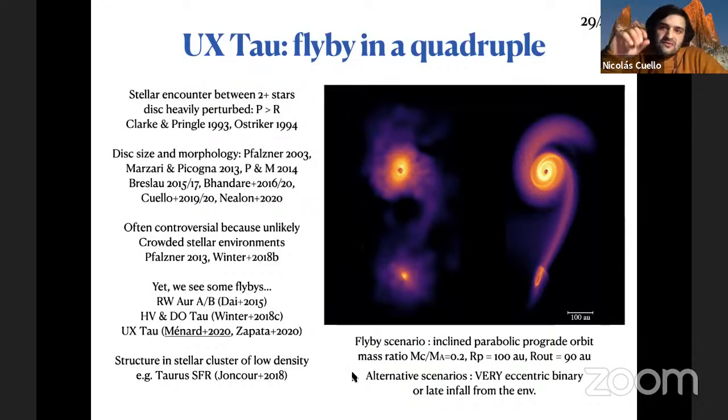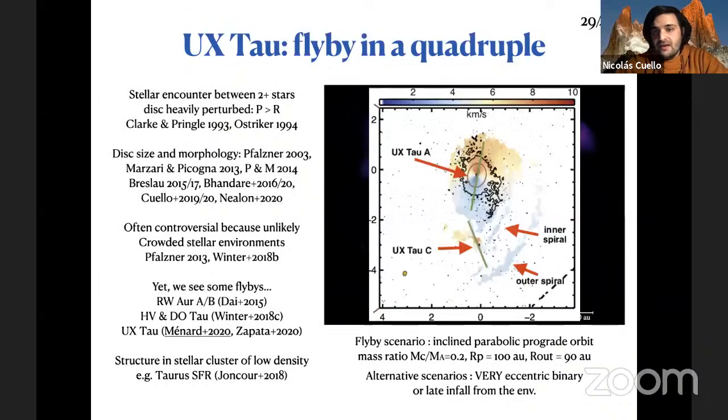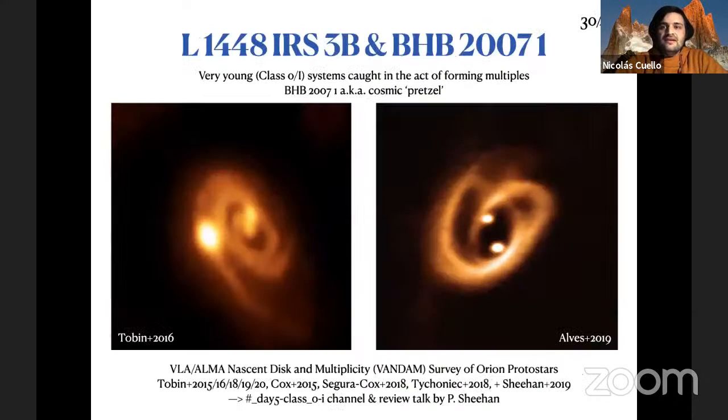And one way to solve the likelihood problem is by saying that there is some structure in stellar clusters, even in regions of low stellar density. This is something that, for example, was shown by Isabelle Rongcourt a couple of years ago. And again, kinematics give us a lot of information about what's going on there, and we can reconstruct the whole thing. Now, moving even faster, if we go to class 0 and 1 objects, we can actually see systems caught in the act of forming multiples.